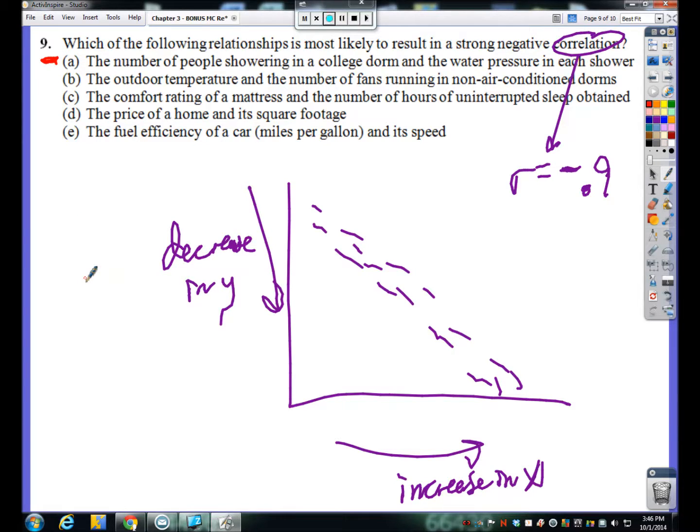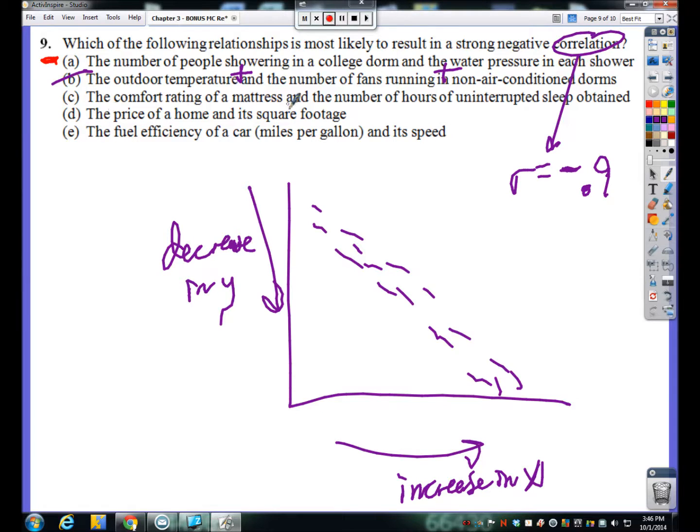But let's make sure that you understand that the others maybe show a positive relationship. So B, the outdoor temperature and the number of fans running in non-air conditioned dorms. Well, as outdoor temperature increases, would we expect the number of fans running in non-air conditioned rooms to decrease? Because that would show a negative correlation. And no, we would expect that number to go up. So we expect B to really be a positive correlation, probably a strong positive correlation.